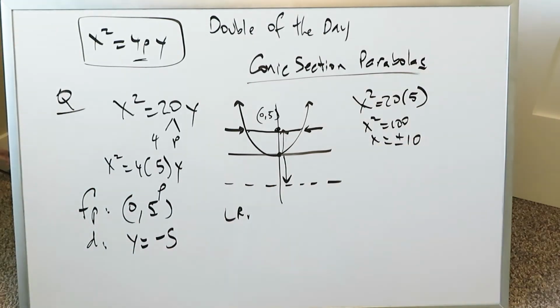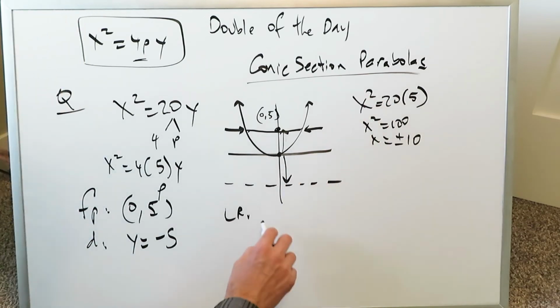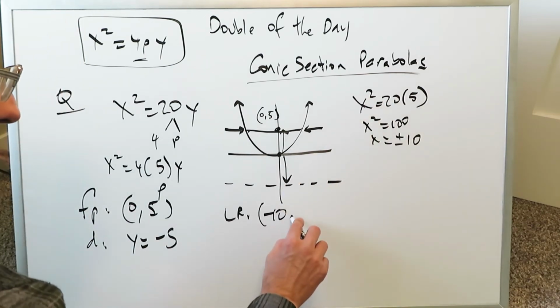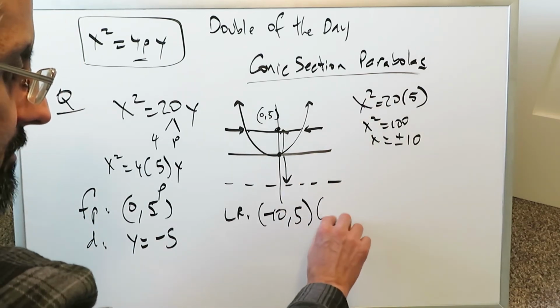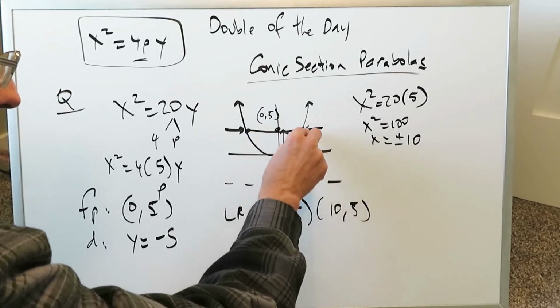and then x is equal to plus and minus 10. You must look at all the values, plus and minus 10, because if you square plus or minus 10, you still get 100. Your points of the latus rectum are minus 10, 5 and positive 10, 5.